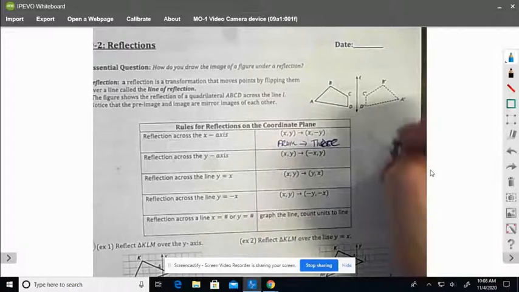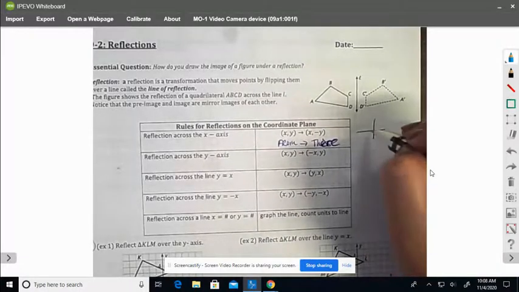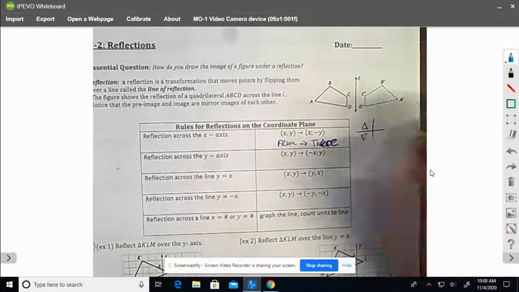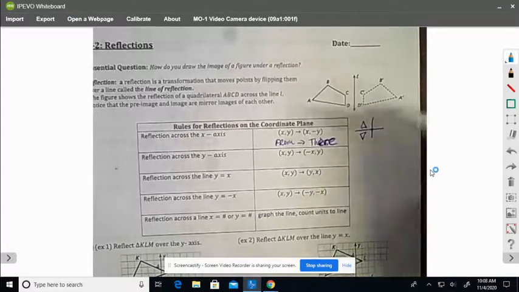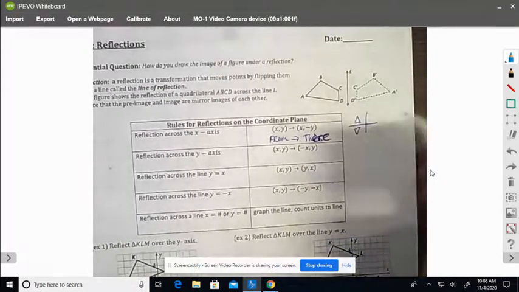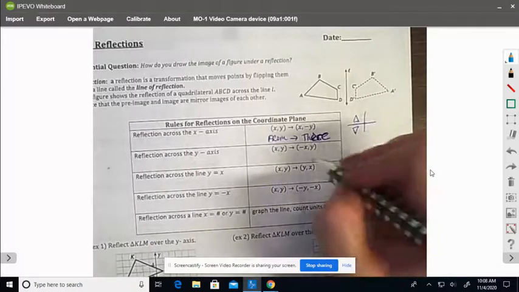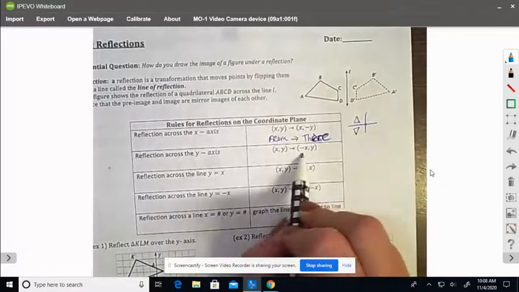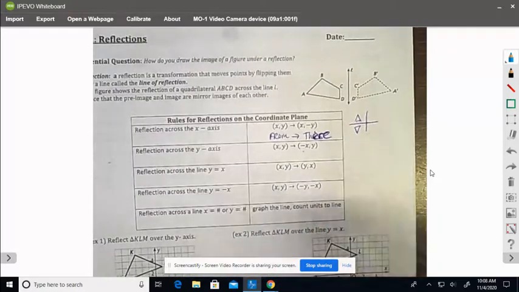So a reflection over the x-axis, here's a graph. If I have this shape, a reflection over the x-axis would look like that. Okay, it flips right over it. A reflection over the y-axis, we just change the value of the x, we make it a negative. If it's already a negative, we would just change the sign to a positive.